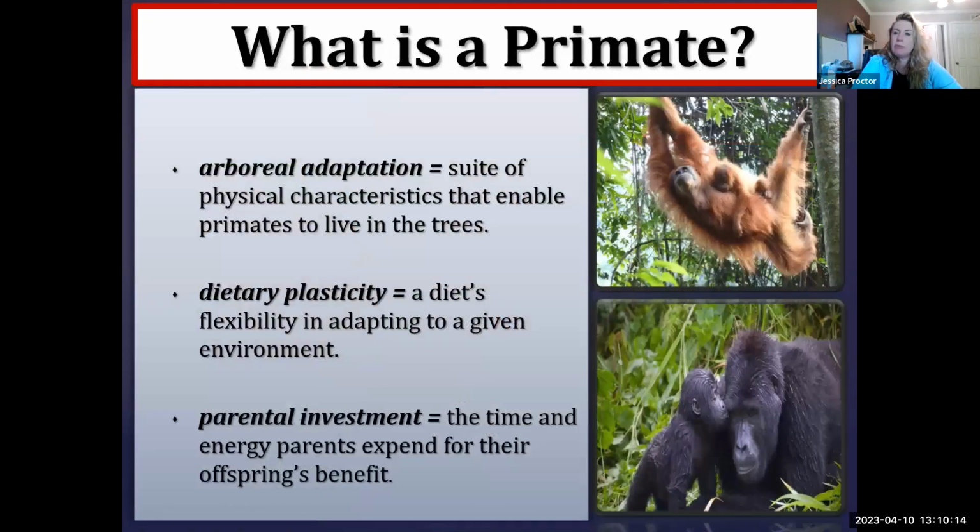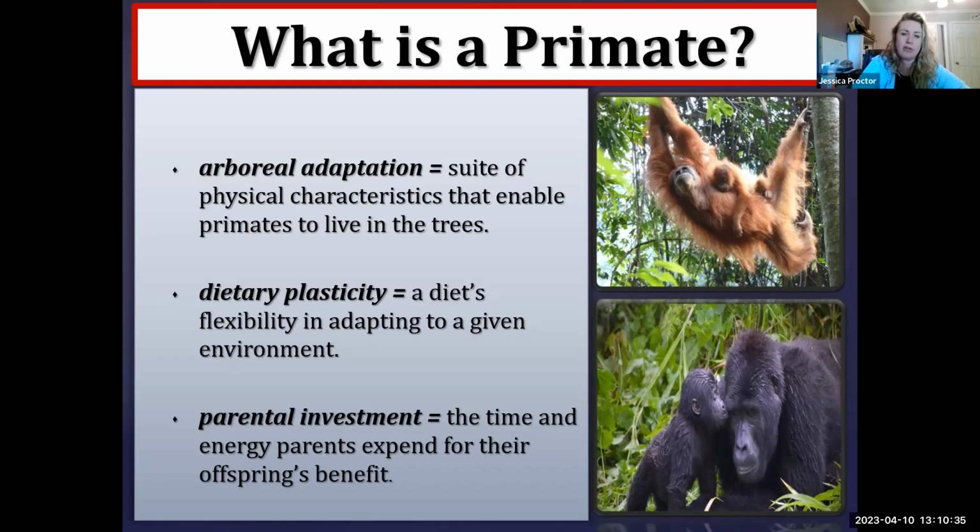All right, so at the beginning of the chapter, we'll talk about what exactly is a primate. What defines the primate order, essentially? What separates us from the other mammals? The big three are arboreal adaptation, sorry, the tongue twister, arboreal adaptation, dietary plasticity, and also parental investment.